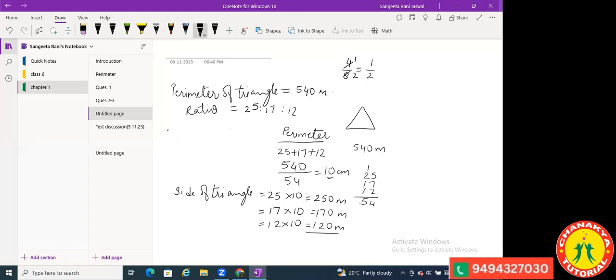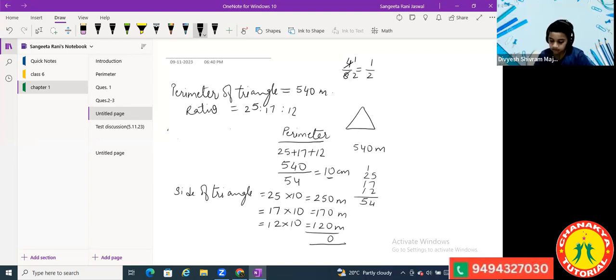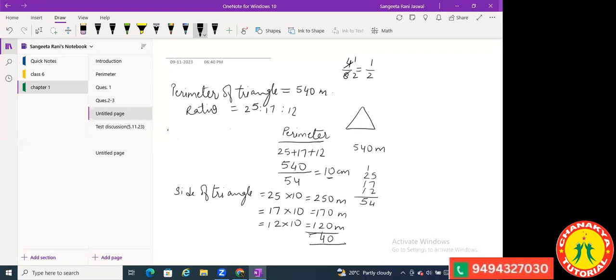Now when you add up all these sides, what is perimeter? So perimeter is the sum of all the sides. So we have found all the three. So this is 540 meters. So we have got the perimeter. We have checked our answer.